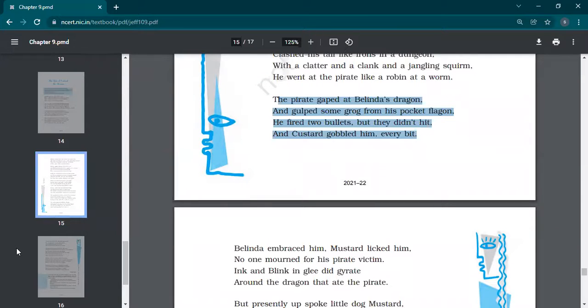Gaped means stared with mouth wide open. Pirate gaped, fine. Gulping means to swallow. Grog is a drink. Flagon is a container made of silver.